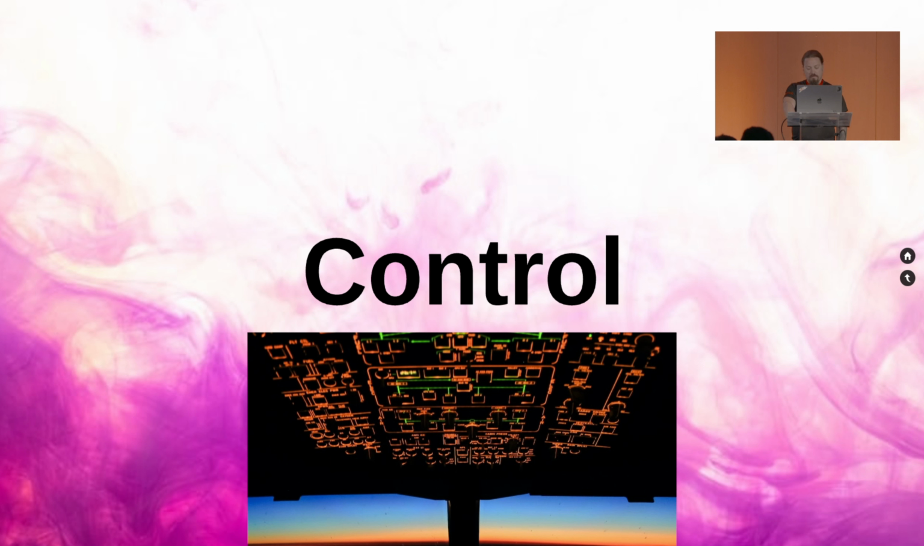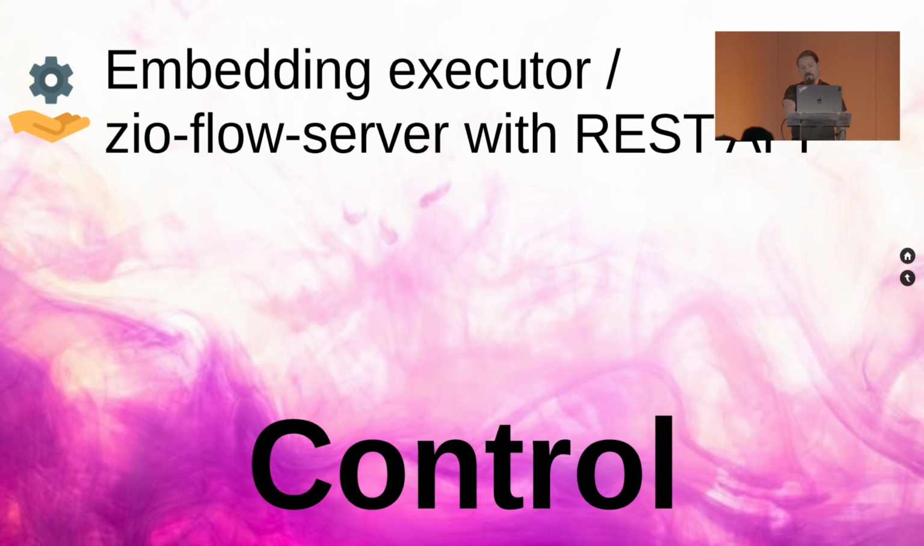And finally, how can you control the execution of this? What can you do with all these ZIO Flow programs? First of all, you can use ZIO Flow in two different ways. There is an embeddable executor. Basically, you can use it as a library and put it in your service. But we also have ZIO Flow server, which is an executable, basically a reference implementation of wrapping this embedded executor into an application.